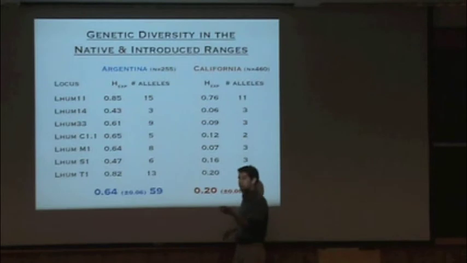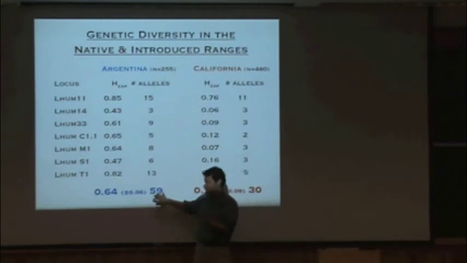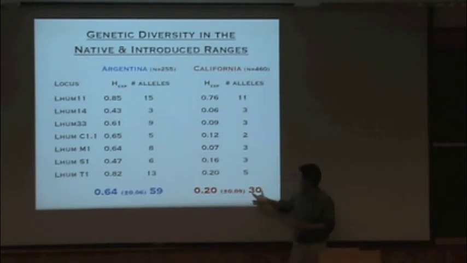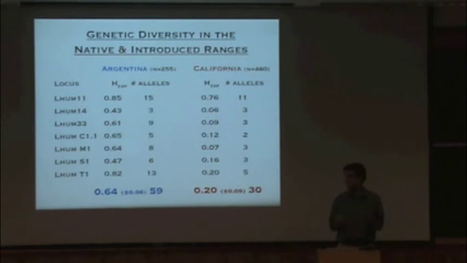And if you look at the actual number of alleles possessed at these loci, the number of different forms of these nucleotides, there's about twice as many of these alleles in the native range as there is here in California. So Argentine ants, during their introduction, not surprisingly, have lost a lot of genetic diversity. This is typical for introduced species across the board. They usually are introduced in a small population.